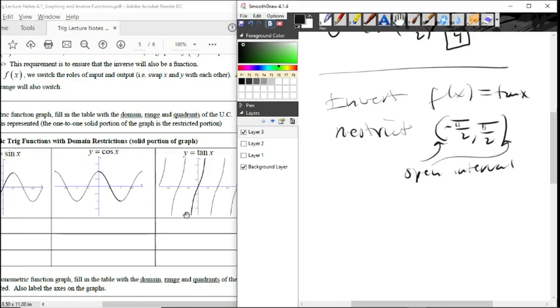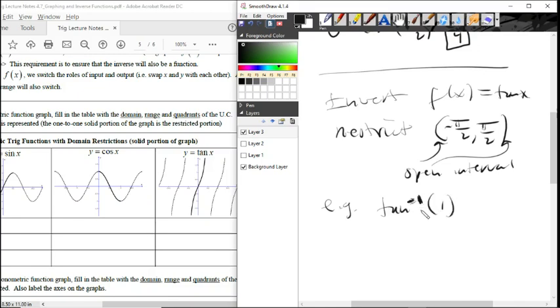Now, if we take only this solid wave right here and ignore or erase all the other waves, all the dotted ones, notice that this restriction on the tangent gives us a graph that passes the horizontal line test, so it is all of a sudden invertible. We can then use that in order to evaluate arctangent expressions. Okay, so let's say I wanted to know what is the arctangent of 1.